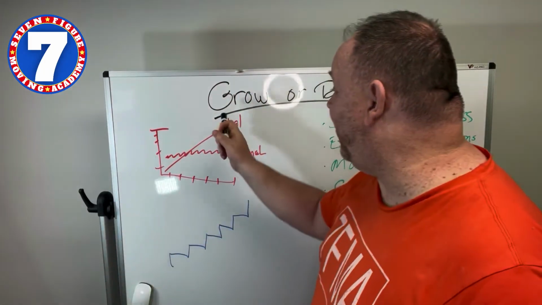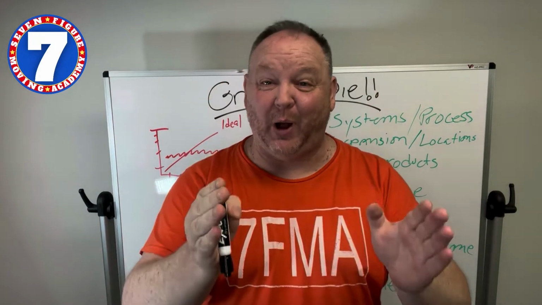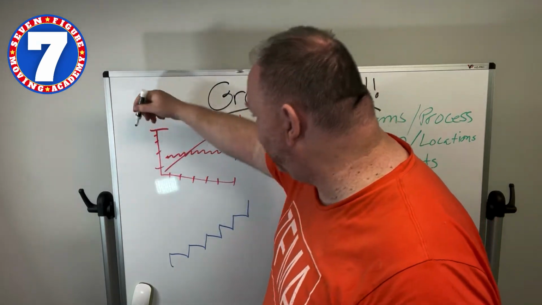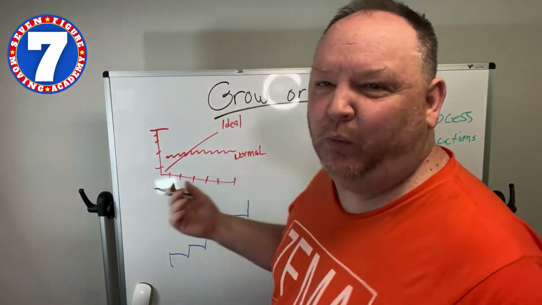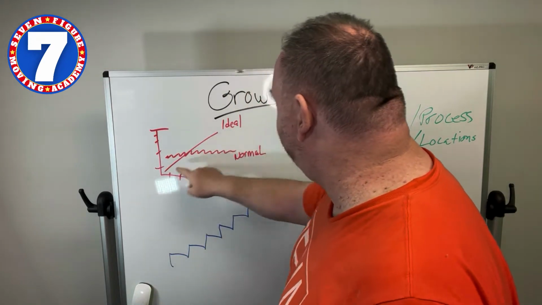Today we're talking about growing or dying, because that's the only two things you're doing in business. You're either growing or you're dying. So let's take a look at what I'm talking about. Here we got a graph, okay? So this is just a regular graph of growth, right? And what you want to do is you want to be right here on this path right here.